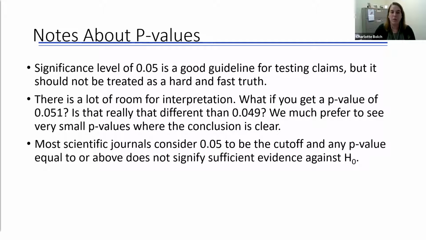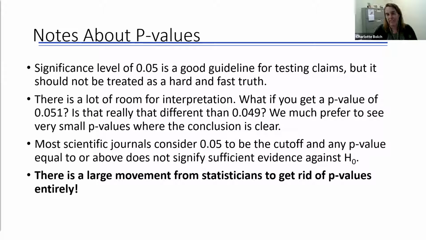And so most scientific journals usually consider 0.05 to be the cutoff of any p-value. So any p-value equal to or above that does not signify sufficient evidence against the null hypothesis. However, there's been a big move in the statistics movement to get rid of p-values because it's been such a hard and fast rule, which was never the intent when statistical testing came about with hypothesis testing.